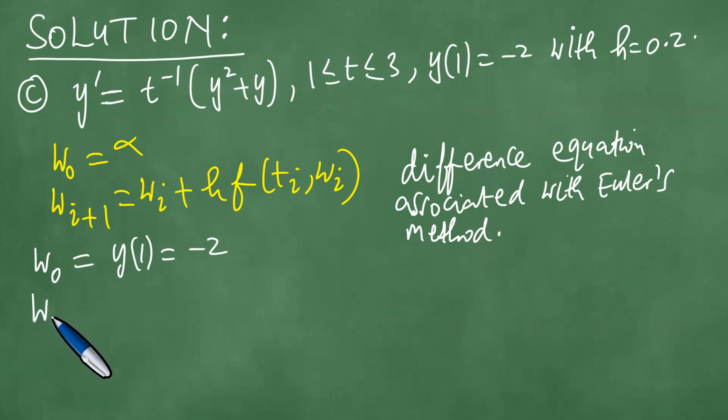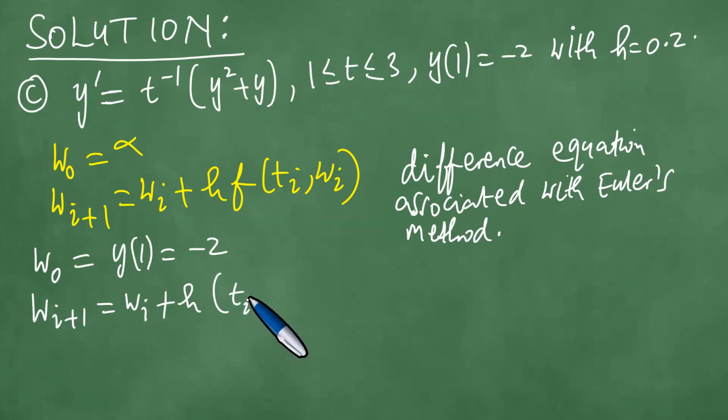So let's look at w1. First, w_{i+1}, which is w_i plus h times f. What is f(t_i, w_i) here? This one is going to be t_i to the minus 1, w_i squared plus w_i.